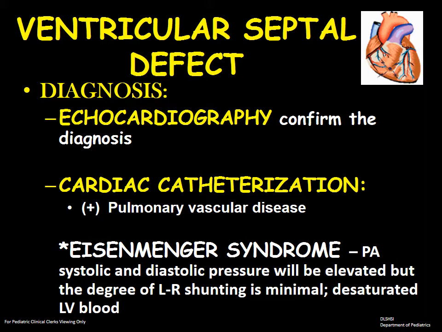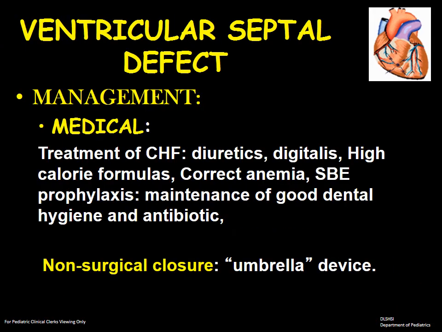Echocardiography will confirm the diagnosis, and cardiac catheterization is only done in the presence of pulmonary vascular occlusive disease. In the presence of Eisenmenger syndrome, your pulmonary artery systolic and diastolic pressure will be elevated, but the degree of left to right shunting is minimal, and there is desaturated left ventricular blood.